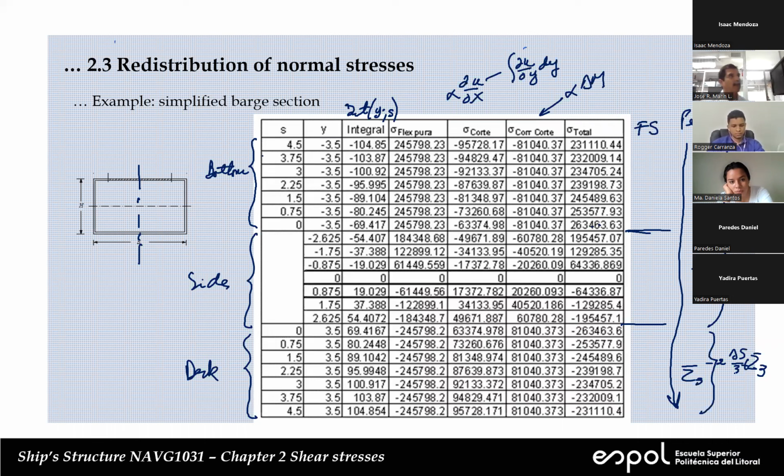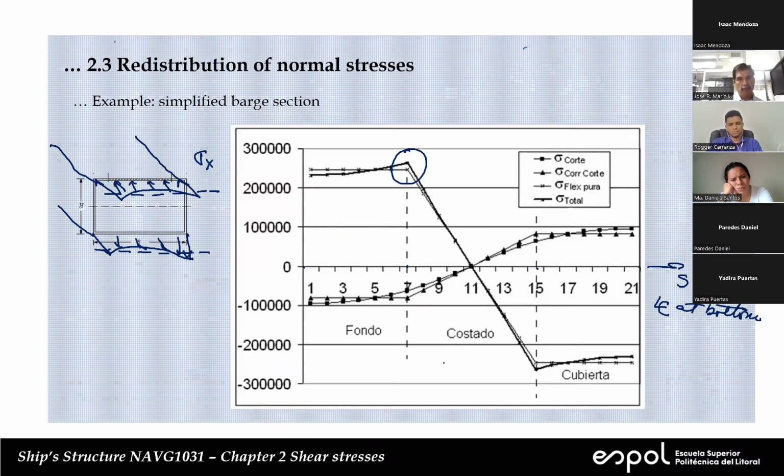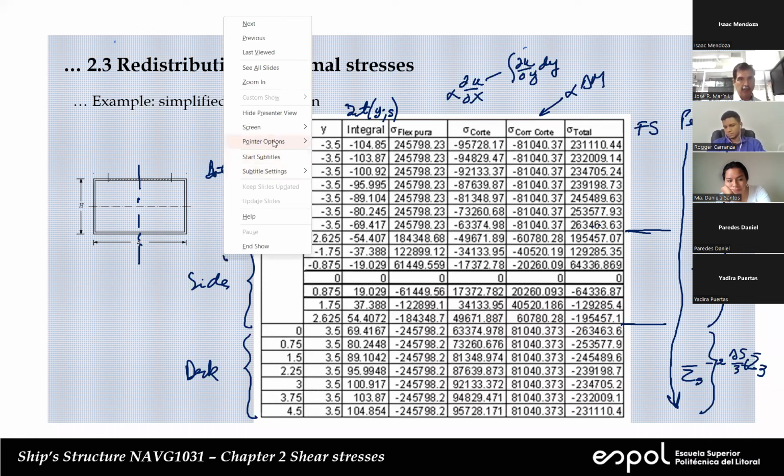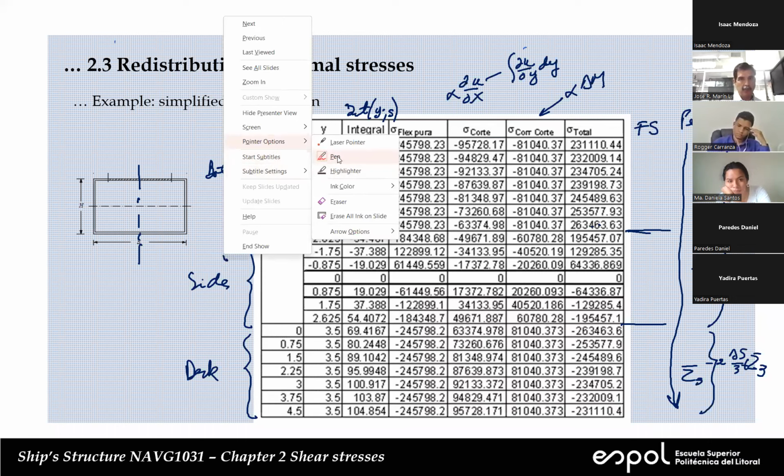Questions? Any questions about this, people? Doctor, I'm Paredes. I have a question. For example, that figure is symmetric. What about if the figure is not symmetric about the neutral axis? We integrate, for example, from the top to the neutral axis, and after that, from the neutral axis to the bottom.